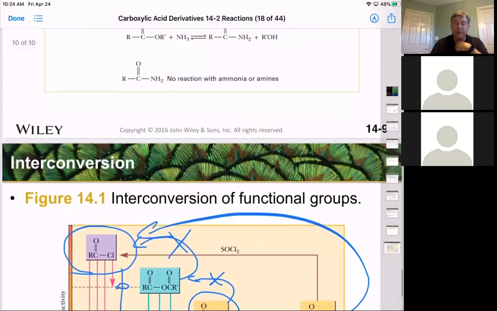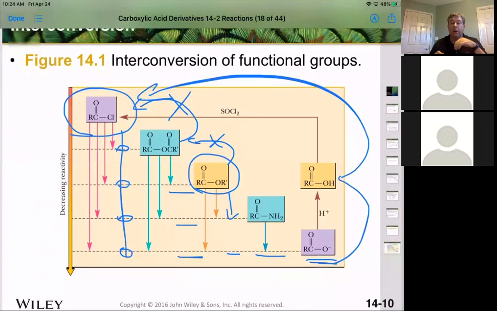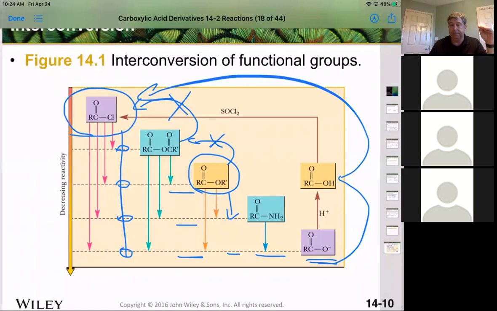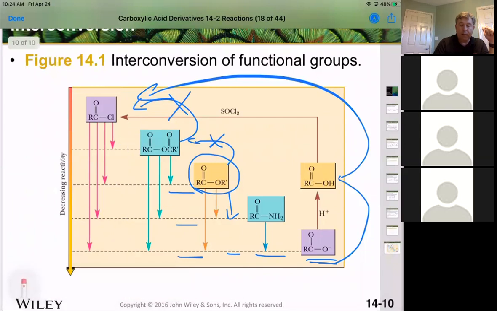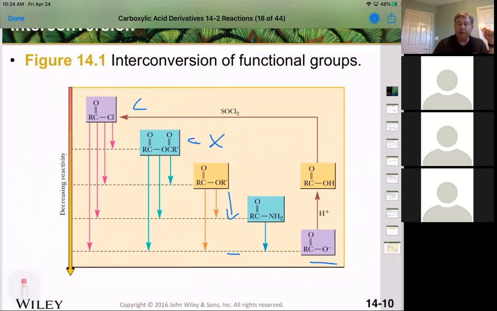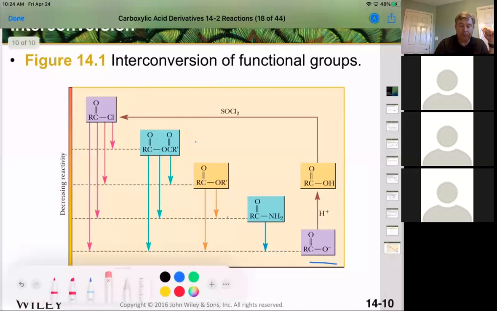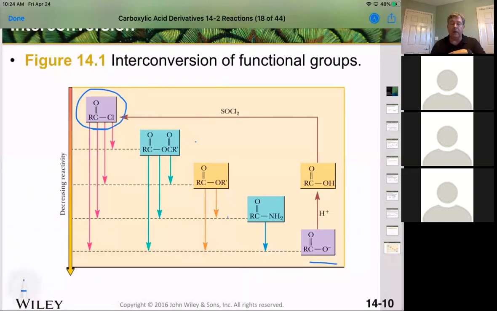So that brings us to this table here. What we want to think about when we look at this table is that the higher you are up on this, the y-axis here, the more reactive you are, okay? Which means we can take any acid chloride derivative and convert it to any of the other derivatives, okay? By just reacting the acid chloride with water, we can get to the carboxylic acid. By reacting it with a carboxylic acid, we can get to the anhydride. By reacting with an alcohol, we can get to the ester, and with an amine, the amide.